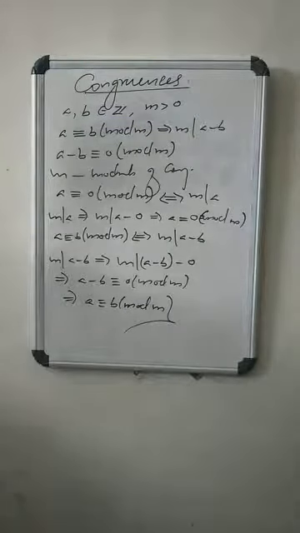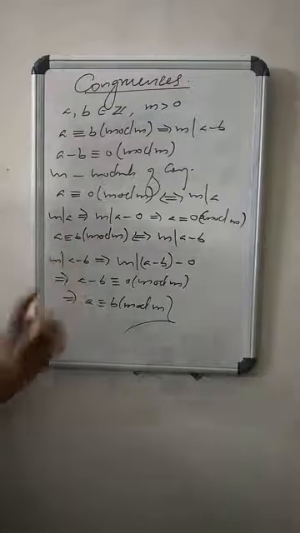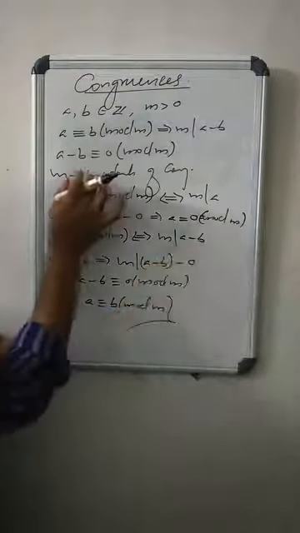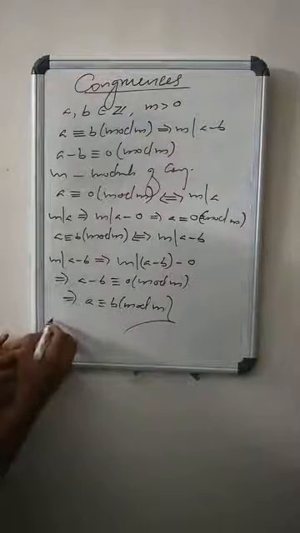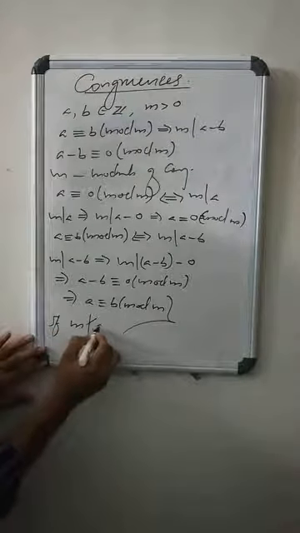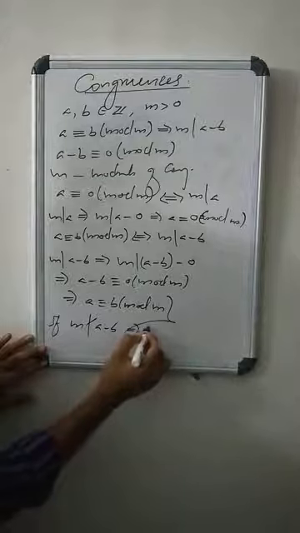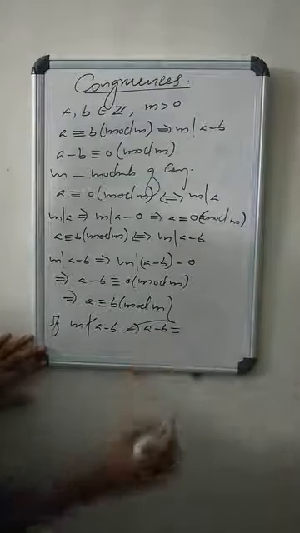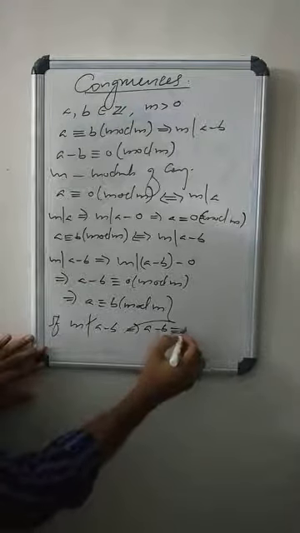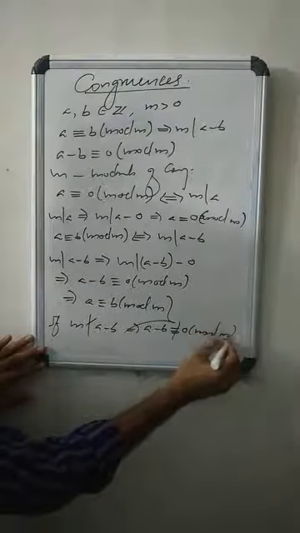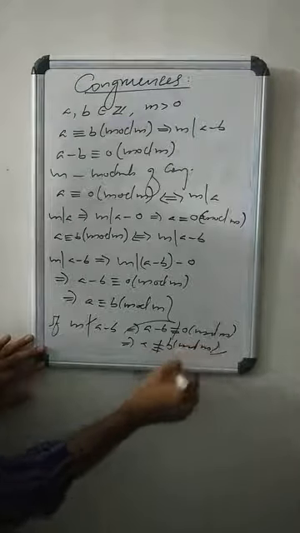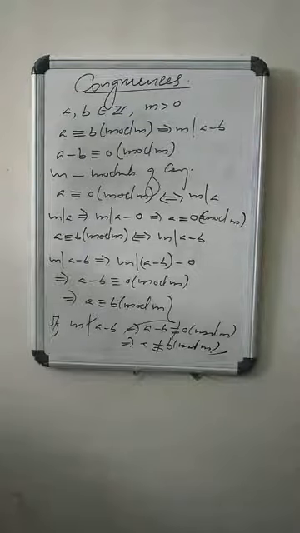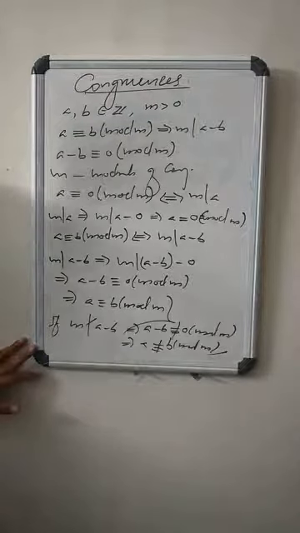So a is congruent to b mod m if and only if m divides a minus b. A is congruent to 0 mod m if and only if m divides a. If m does not divide a minus b, that means a minus b is incongruent to 0 mod m. That means a is not congruent to b mod m.